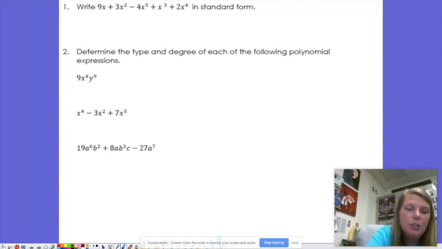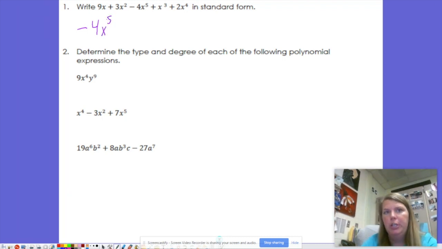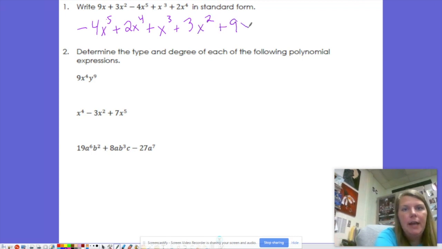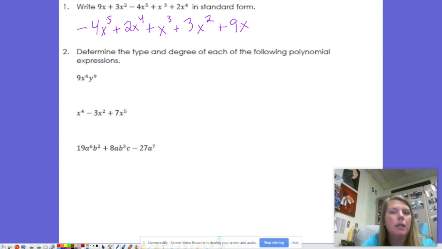So our first term is going to be that negative 4x to the 5th. Remember, you got to include the sign that's before the coefficient. And then the next highest exponent would be our plus 2x to the 4th. Then our next highest exponent would be plus x to the 3rd, plus 3x squared, plus 9x. And if we were to have a constant term, which we don't here, a number without a variable multiplied by it, that would be what we would list at the very end.